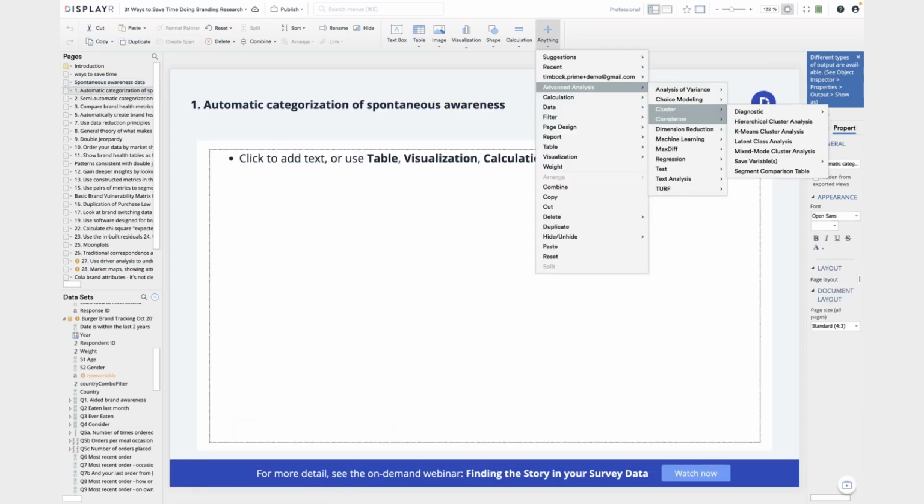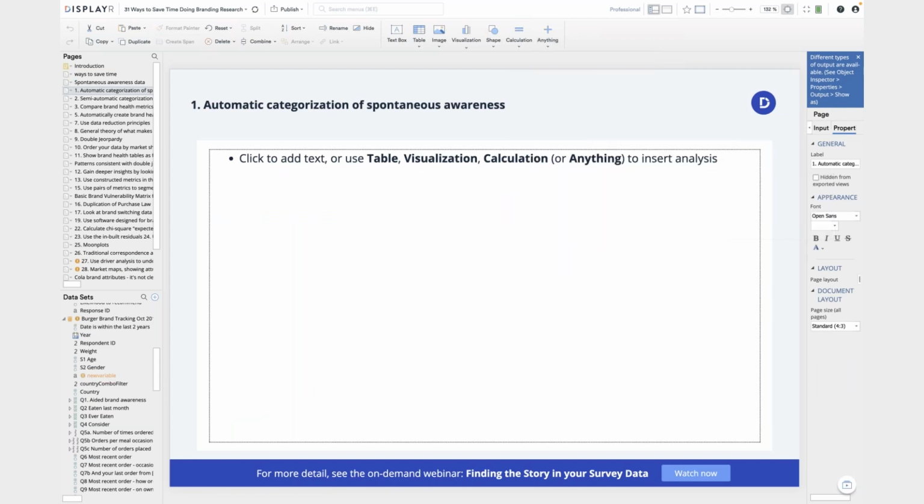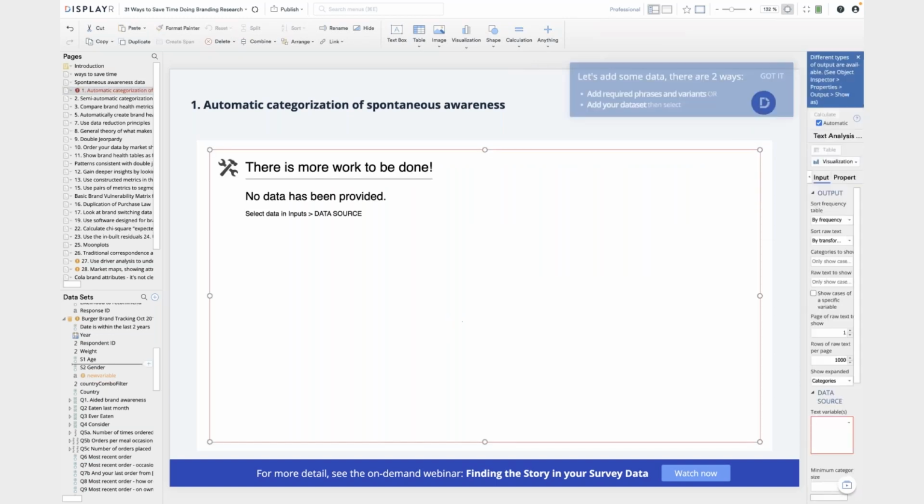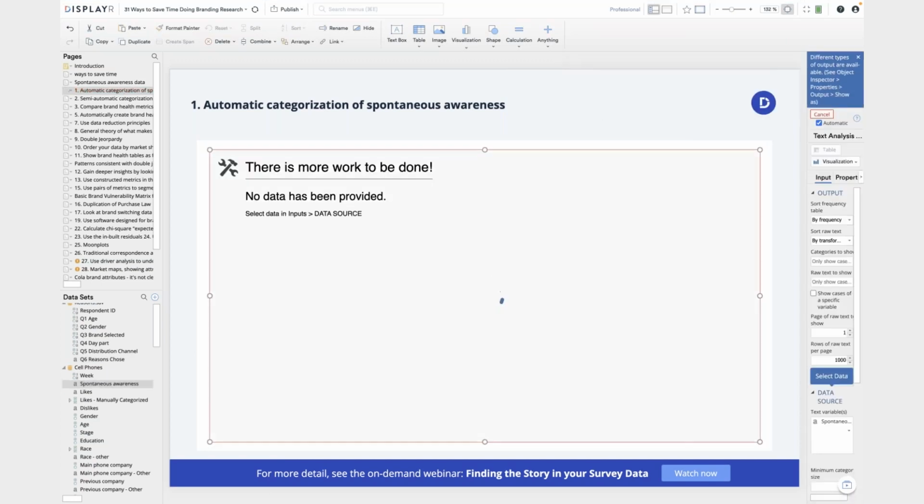So we're going to go into advanced analysis, text analysis, automatic categorization, and choose list of items, which is exactly designed for this problem. I find my spontaneous awareness data, I drag it across, and it will now be using some really cool algorithms to merge together all of the similar brands and count them up.